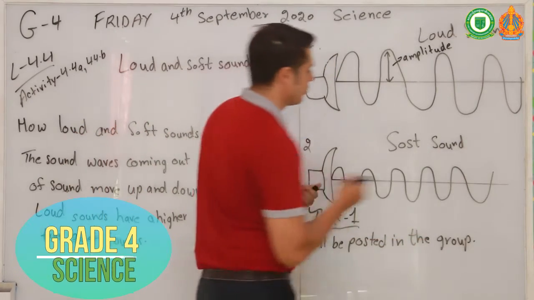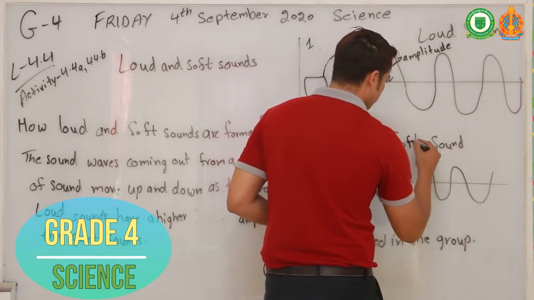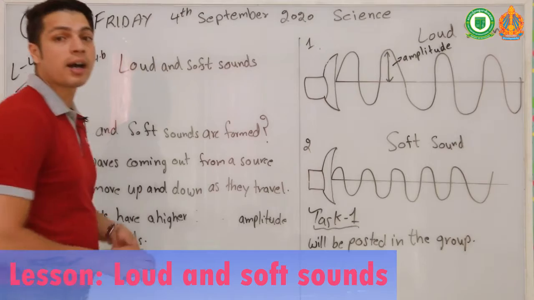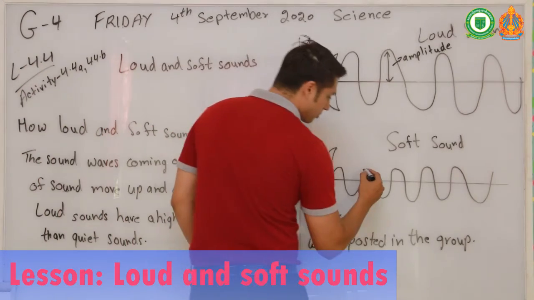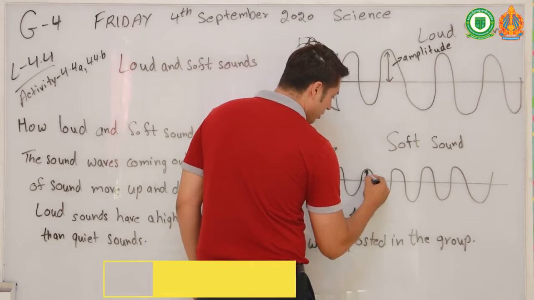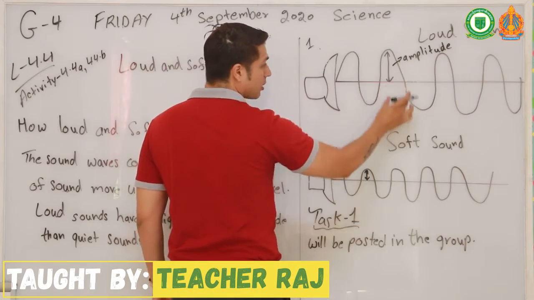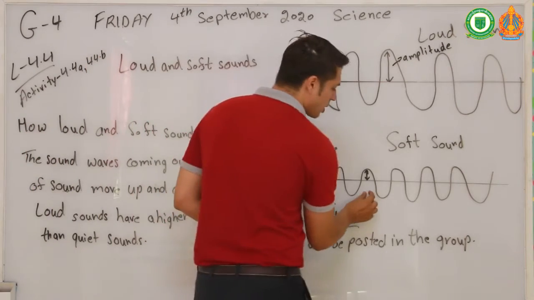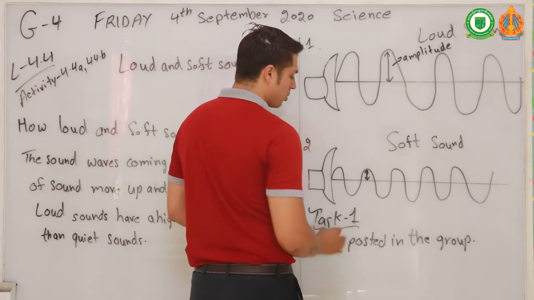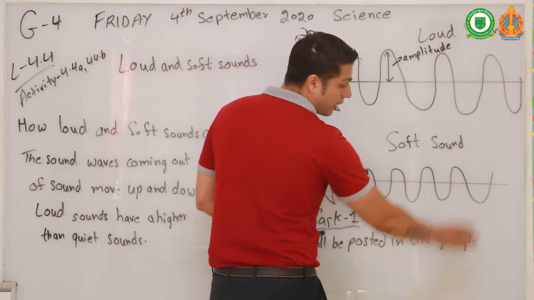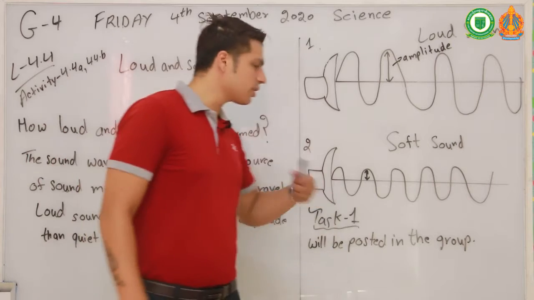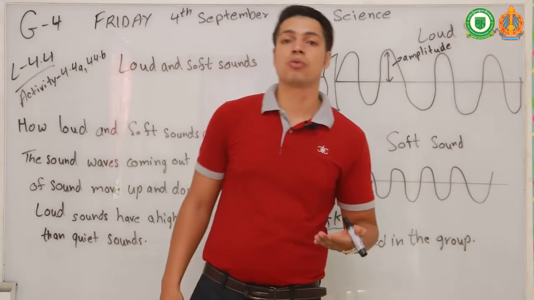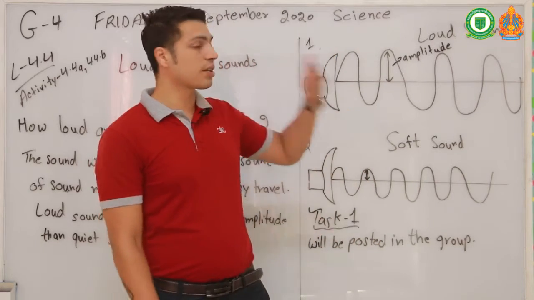So what about the soft sound? Soft sound does not have a higher amplitude. So you can see here, it's big. Loud sounds have bigger amplitude, but soft sounds don't have bigger amplitudes. That's why it cannot travel. Soft sound does not spread a lot, and it cannot travel far. But loud sounds can travel very far.